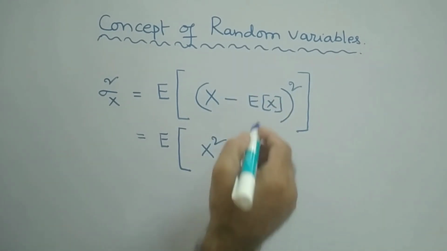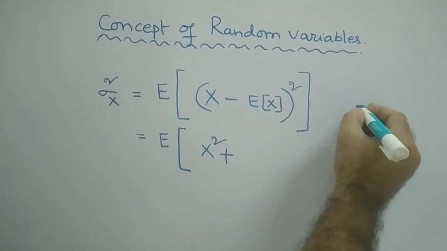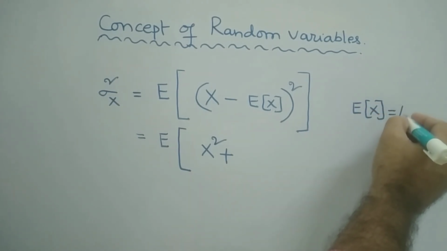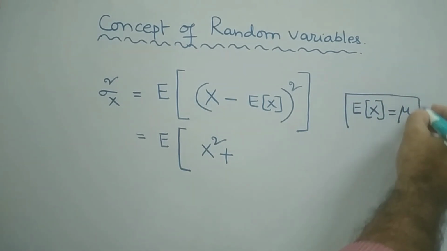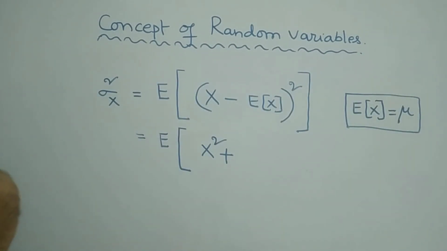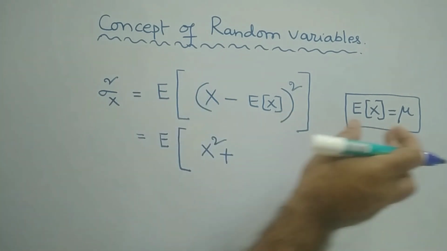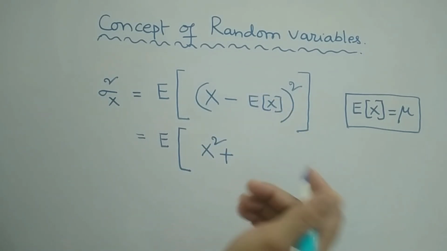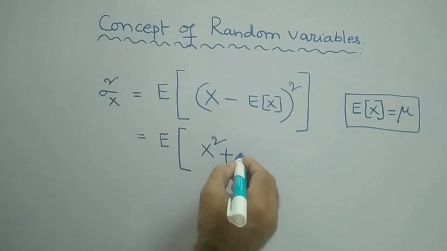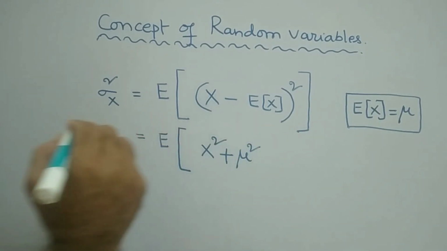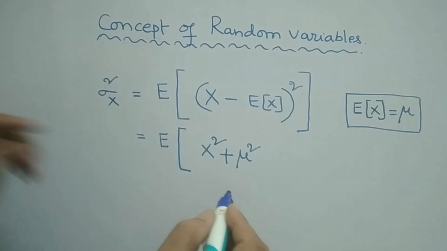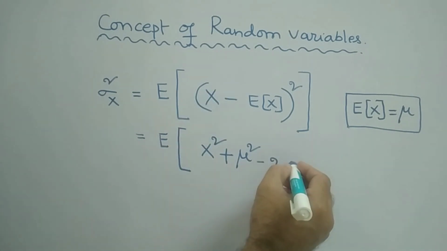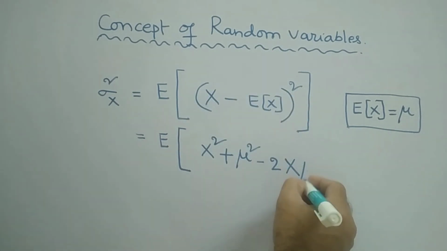So for your convenience, just remember one thing: expected of x can also be written as mu. Remember that. That is the mean value actually. Therefore, in place of E of x you can write mu. So if I write E of x as mu, then b square is nothing but mu square. Is it not? a square plus b square minus 2ab, 2 into ab. What is a? x. What is b? E of x, that is mu.